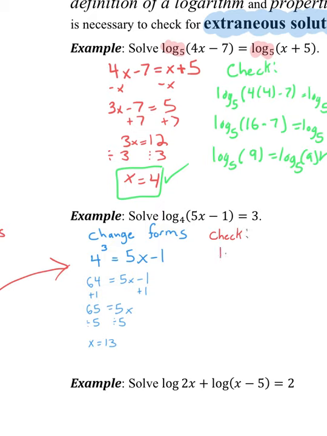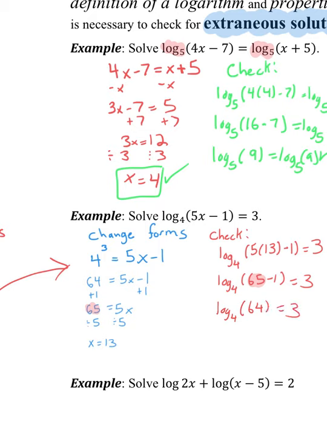Go back to the original equation. Log base 4 of 5 times 13 minus 1 equals 3. And when you're running your check, you should see a lot of familiar numbers here. For example, 5 times 13 is 65. Hey, look, 65, 65. 65 minus 1 is 64, and we had a 64 on the other part of the equation already too. Because it's working backwards through the steps, we saw the 64 already.